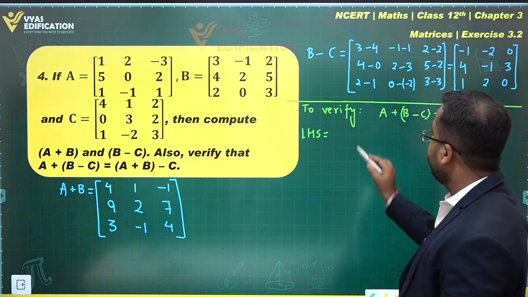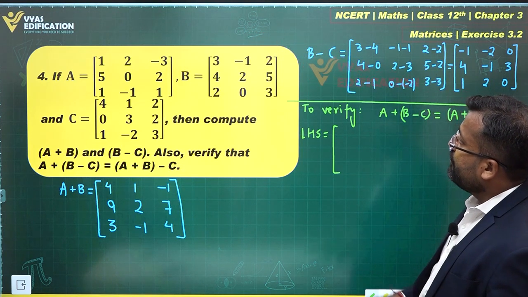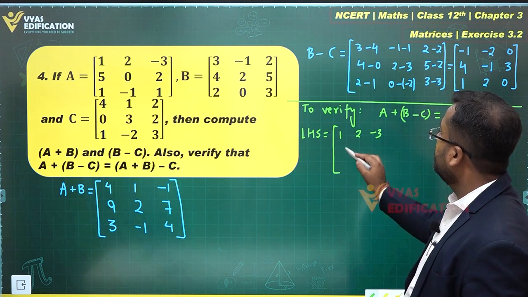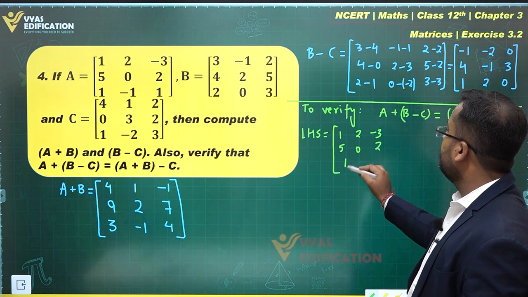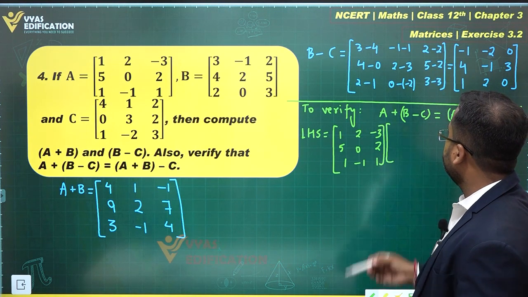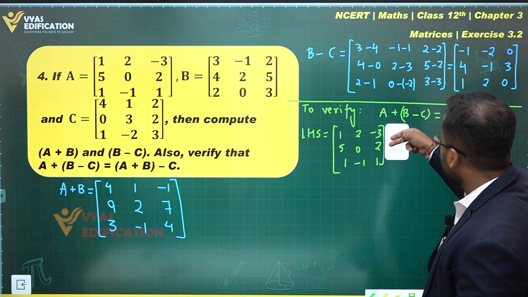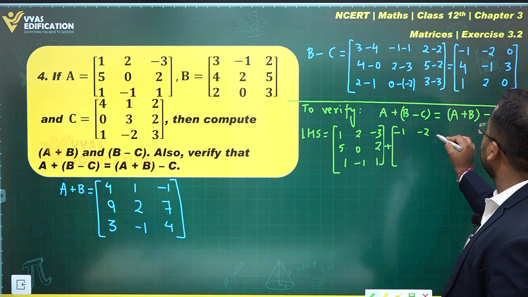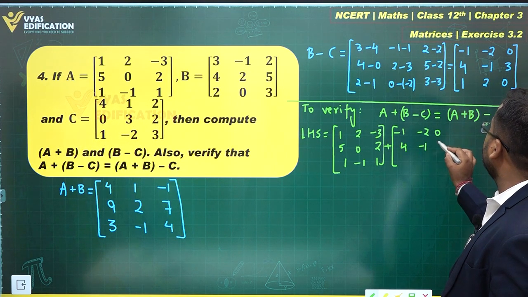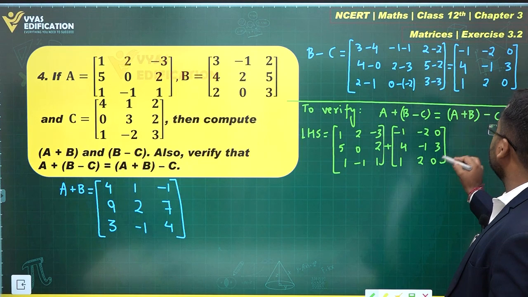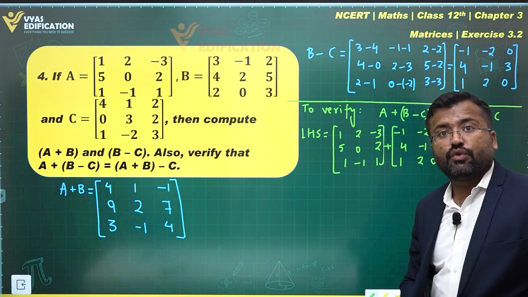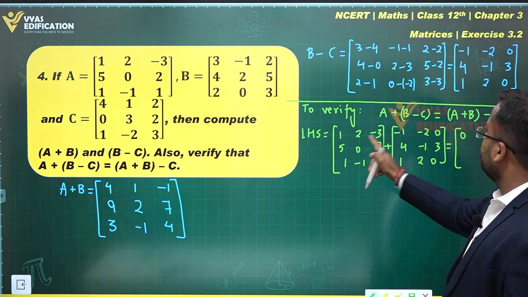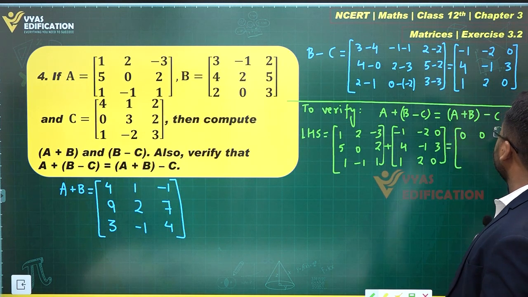Let's add them together. What we have over here is 1, 2, minus 3, this is 5, 0, 2, and this is 1, minus 1, 1. And B minus C is equal to this matrix: minus 1, minus 2, 0; 4, minus 1, 3; 1, 2, 0, as you can see over here clearly. Add these two together. What do we get? 1 minus 1, which is gone, 0. 2 minus 2, gone, 0. Minus 3 plus 0, which is minus 3.